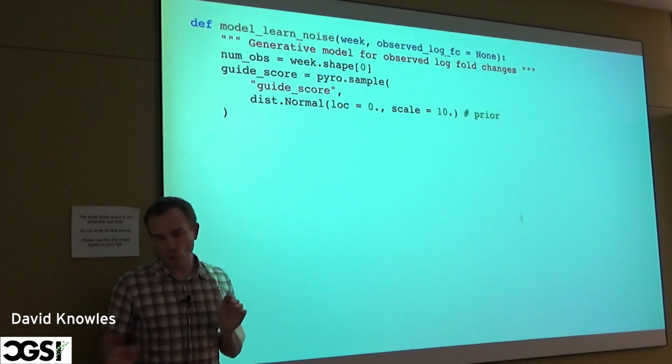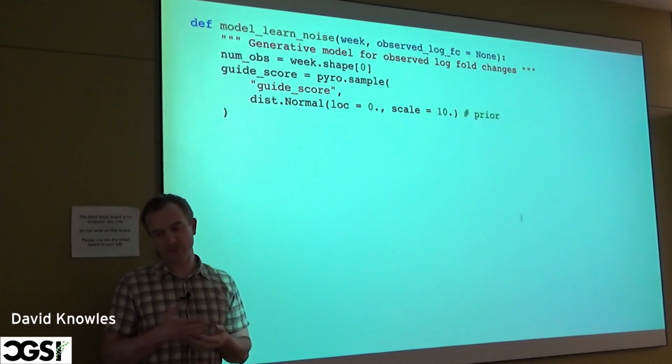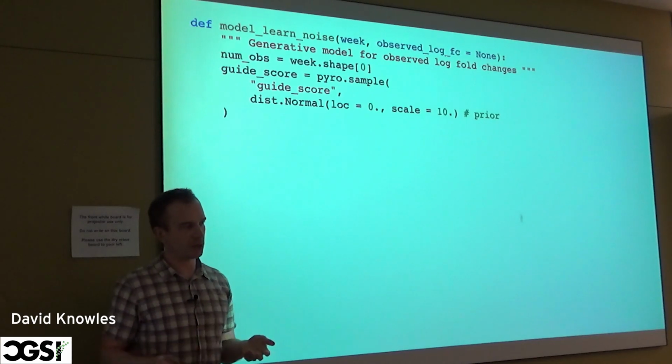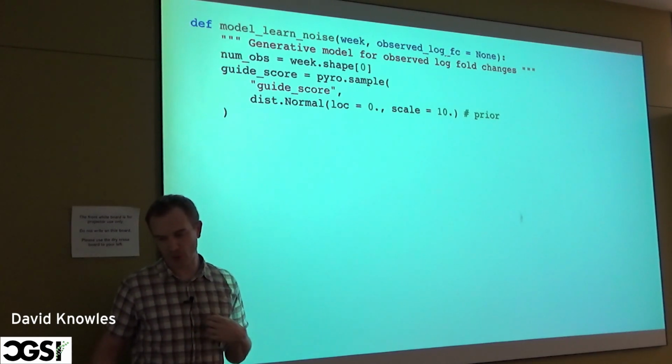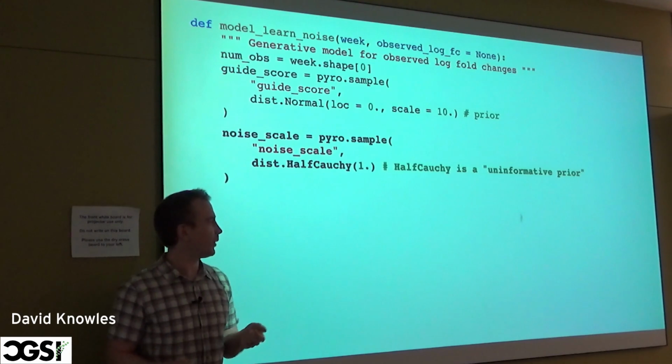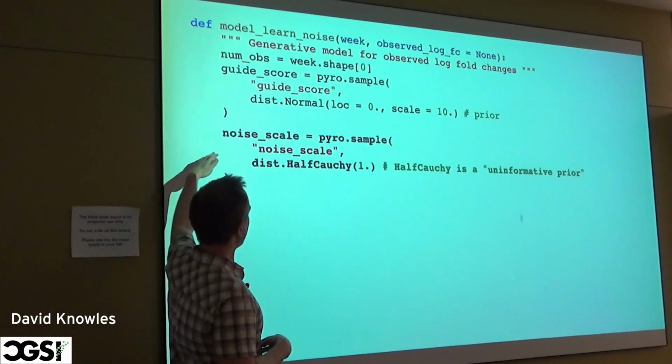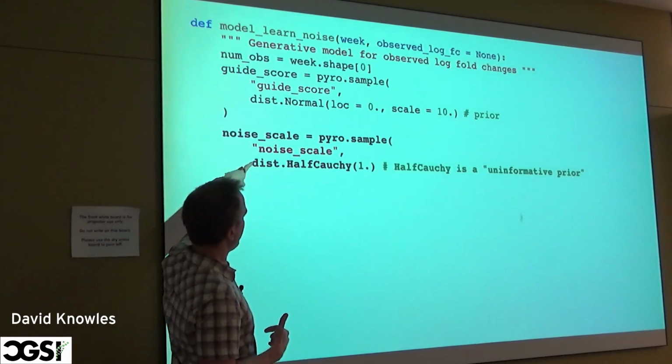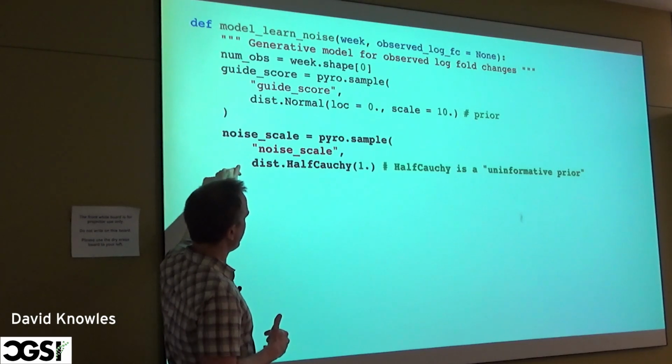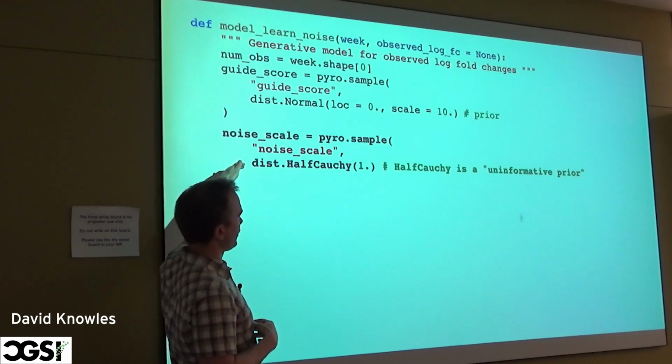So one of the big advantages of Pyro is it's very easy to change or augment your model. For example, we can add another parameter, which is the standard deviation of the noise. There are various different priors you could use for this.